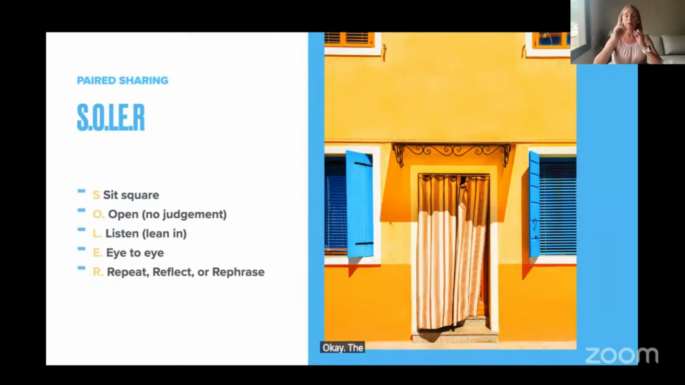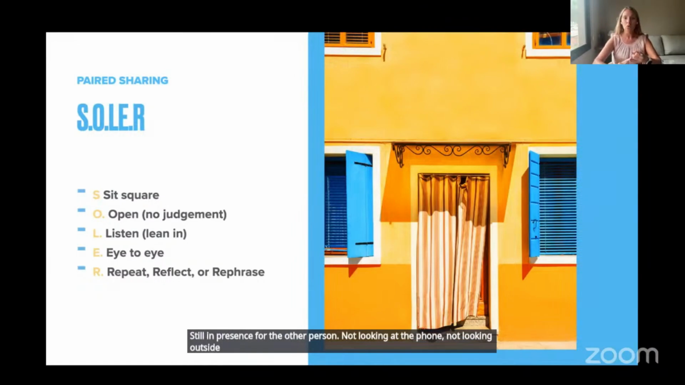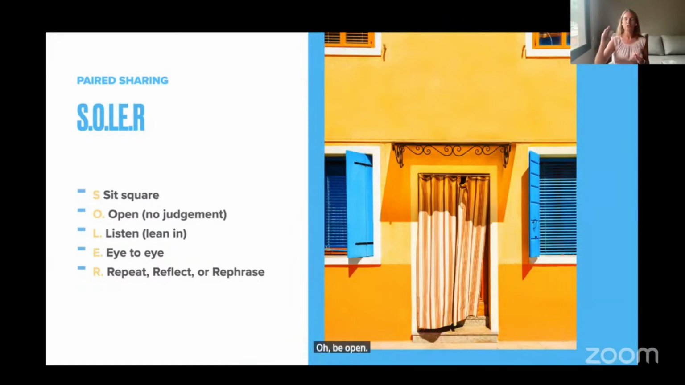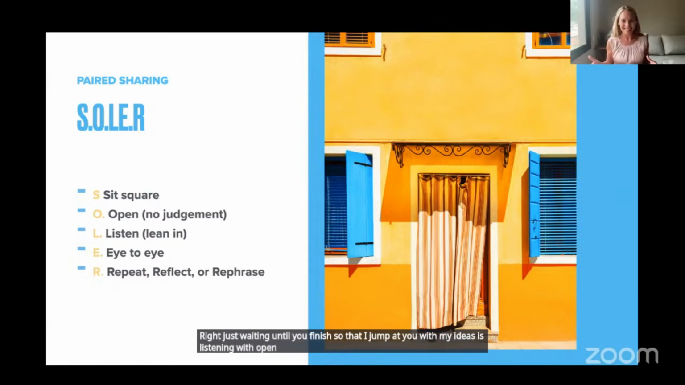The SOLAR model. Number 1, sit square. If you are having a dialogue with someone, sit still in presence for the other person, not looking at the phone, not looking outside. Sit square. O, be open. Try to reduce the filters of judgment about whatever you are listening to. L, listen, but active listening. This is what we call lean in listening. It's not listening like this, right? Just waiting until you finish so that I jump at you with my ideas. It's listening with open minds and with open ears.